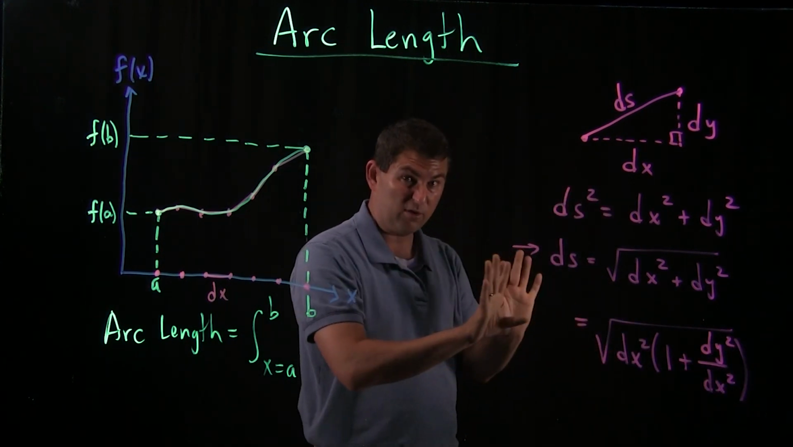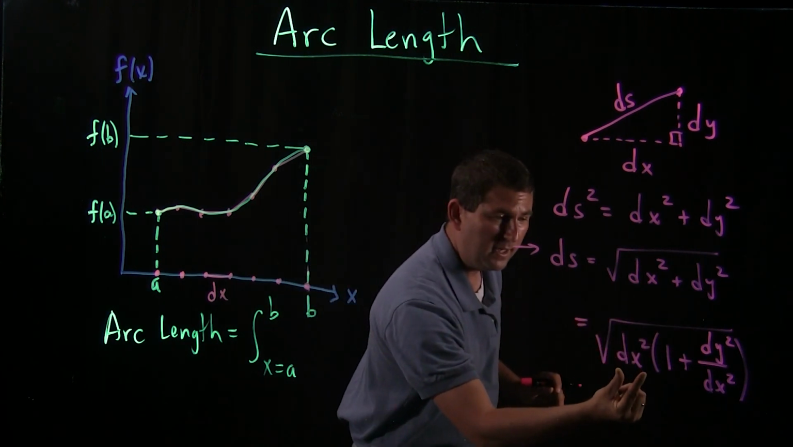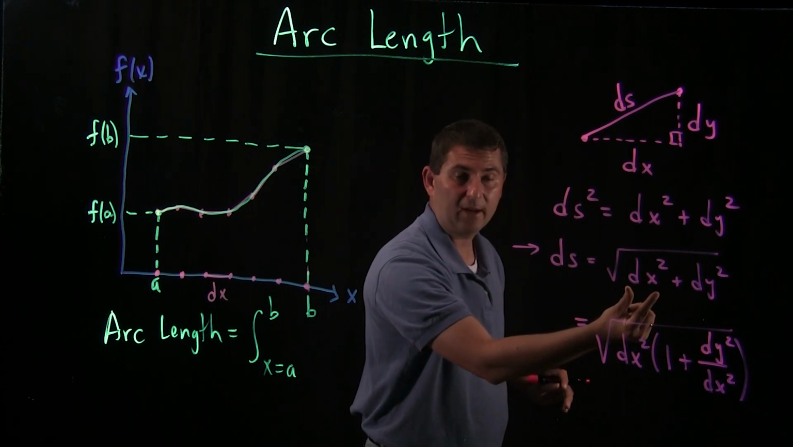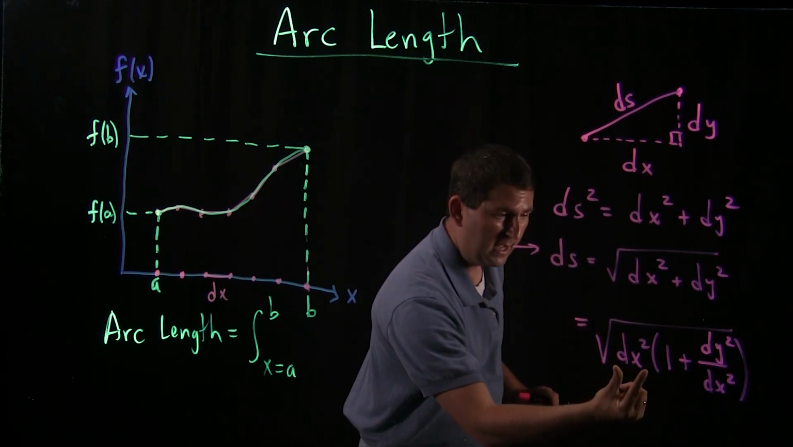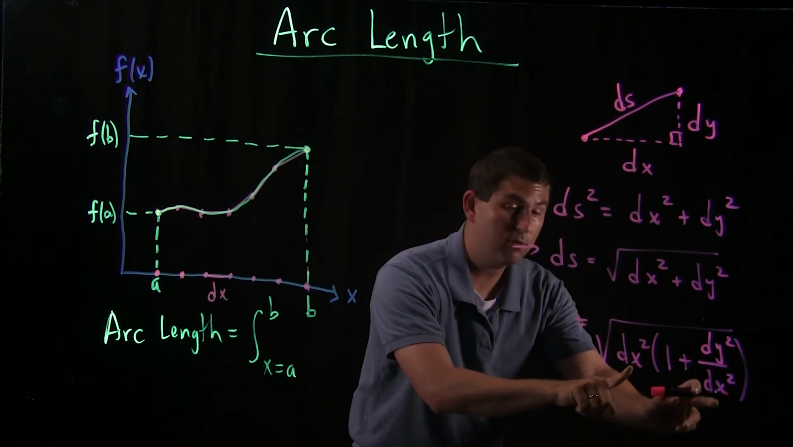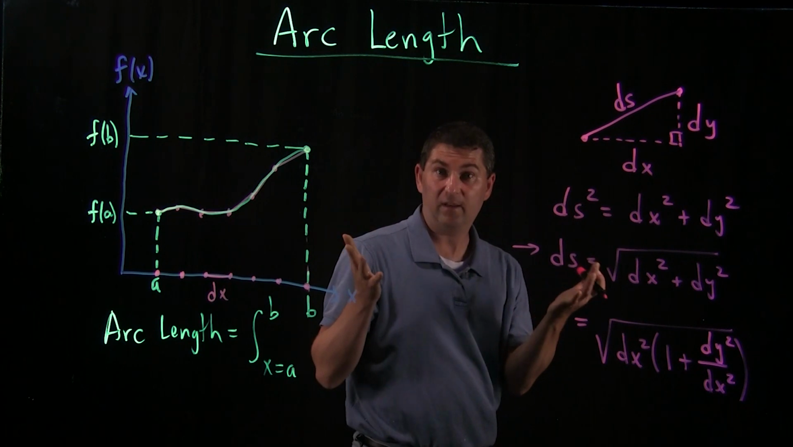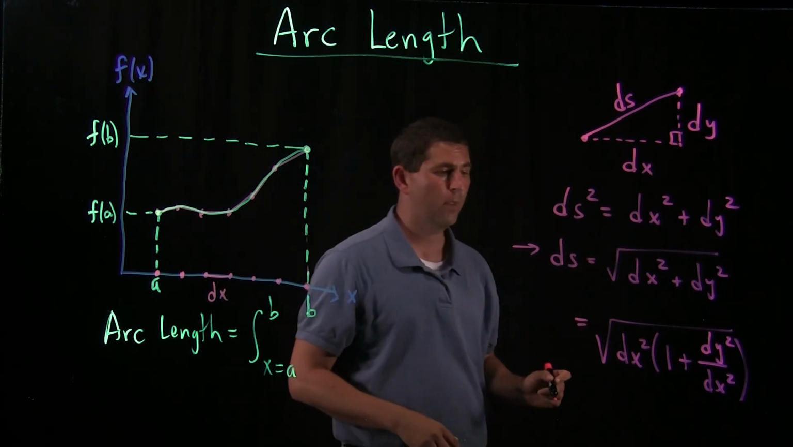Now let's do a little reality check. Let's distribute the dx squared back in. Dx squared times 1 is dx squared. Good there. Dx squared times dy squared over dx squared: the dx squareds will cancel, and I'll be left with dy squared. Hey, that's exactly what I started with, so I'm okay.